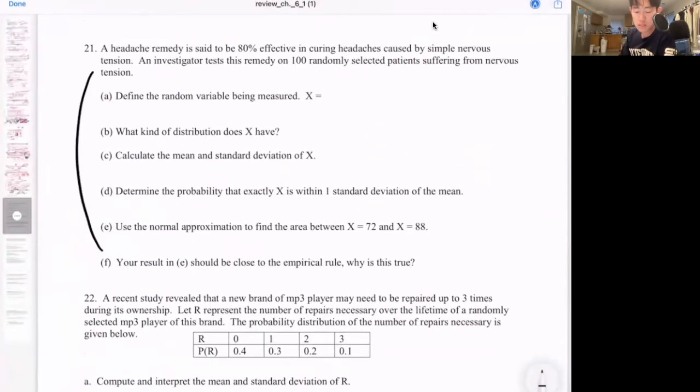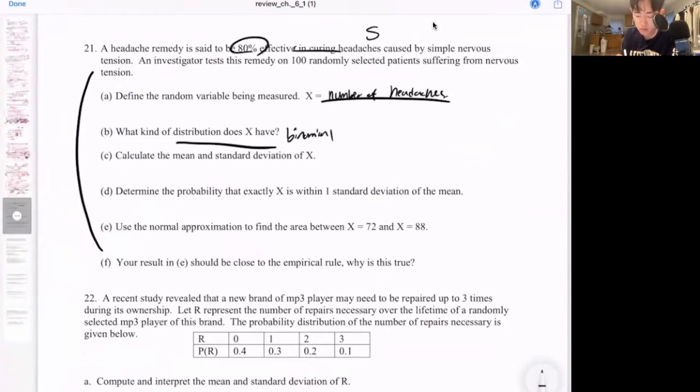A headache remedy is said to be about 80% effective in curing headaches caused by simple nervous tension. All right, so define the random variable measured. It's going to be the number of headaches. What kind of distribution does the X have? This is binomial because percentage, S, 100 randomly selected, N. Independence: is 100 less than 10% of all patients out there? So can we assume more than 1,000 patients out there? Yes. And B, headaches, no headaches.